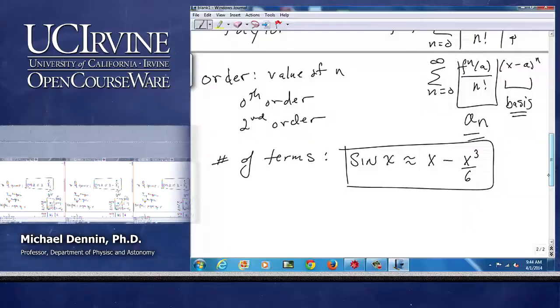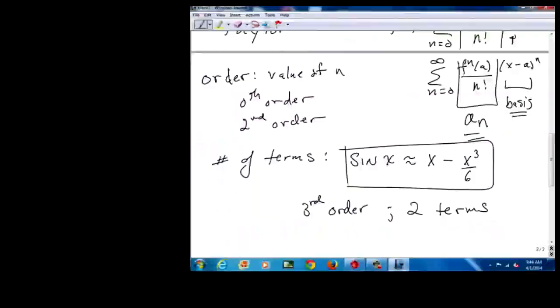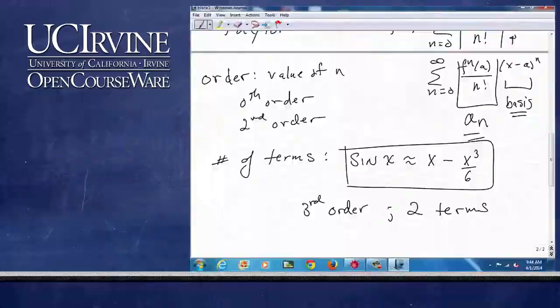Now, notice this expansion is 3rd order, but it has 2 terms. So just be aware of that language, right? If there's an order whose coefficient is 0, so the 0th order and the 2nd order are 0, we don't really count them when we count the terms. We just count 2 terms.